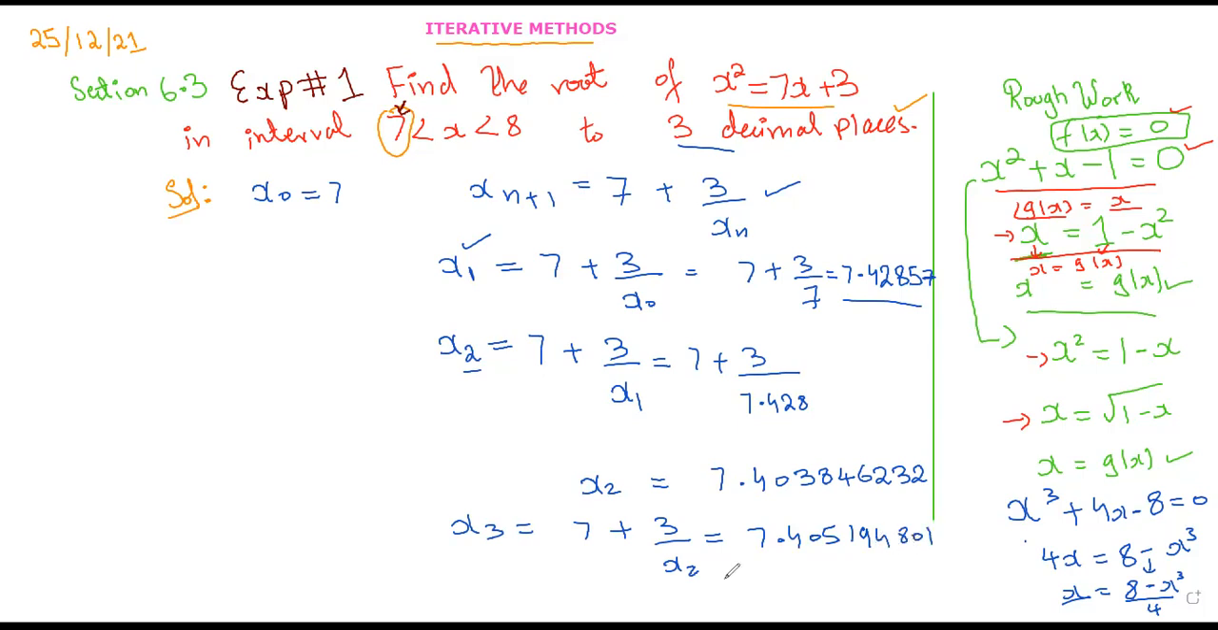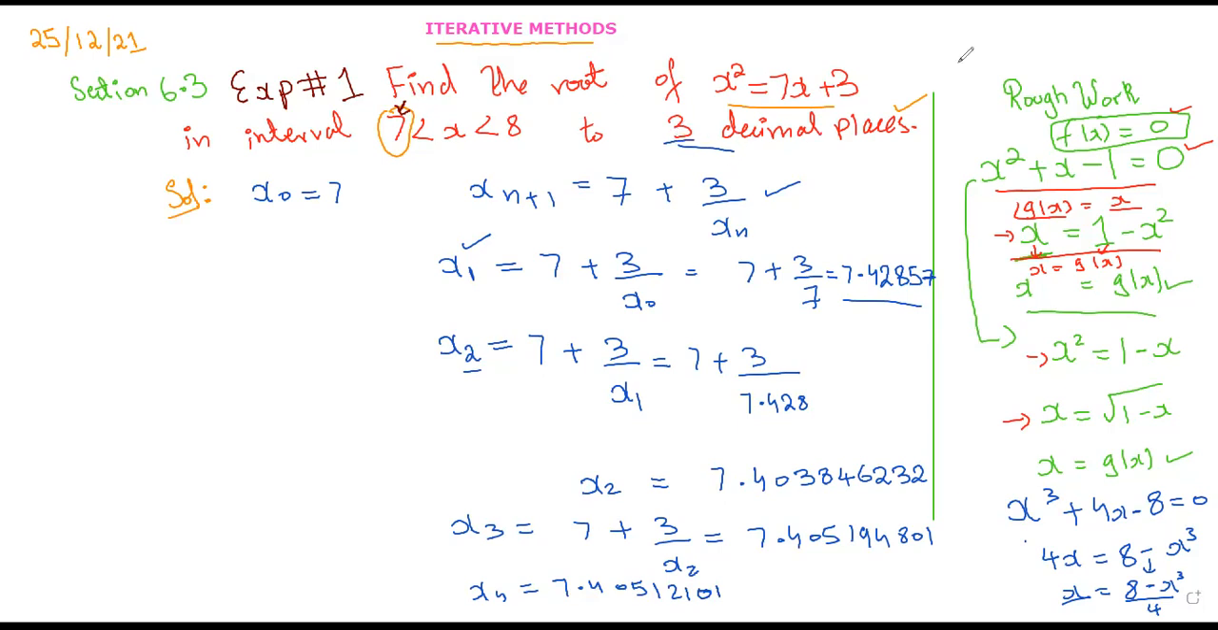Perfect. Okay. And in the similar way, can you please find x4 for me and do everything and tell me the answer? Just see if your answer matches mine. Okay. Now tell me, is this what you are getting? Yes. Okay, perfect. Now, why did we stop? Because we need to find till 3 decimal places.